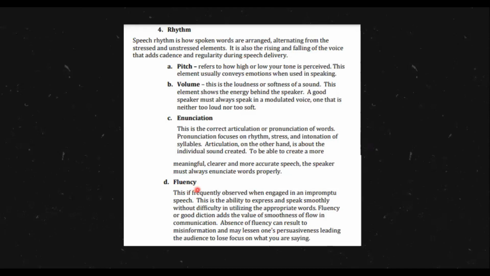Next, fluency, how fluent you are in delivering a speech or in speaking, whether it be Tagalog or English. Okay? So this is frequently observed when engaged in an impromptu speech.